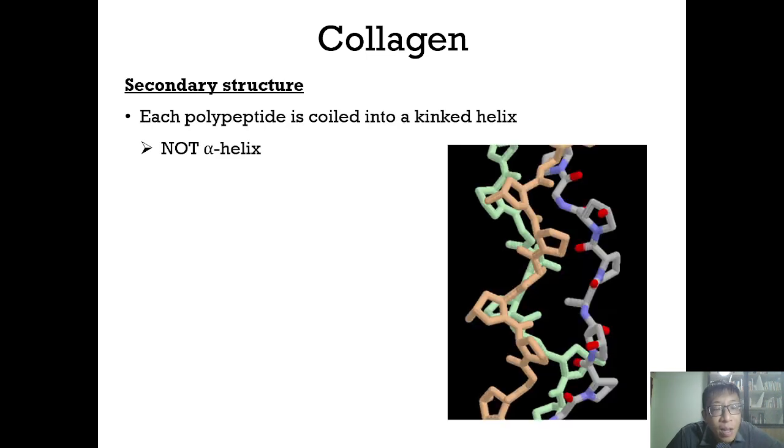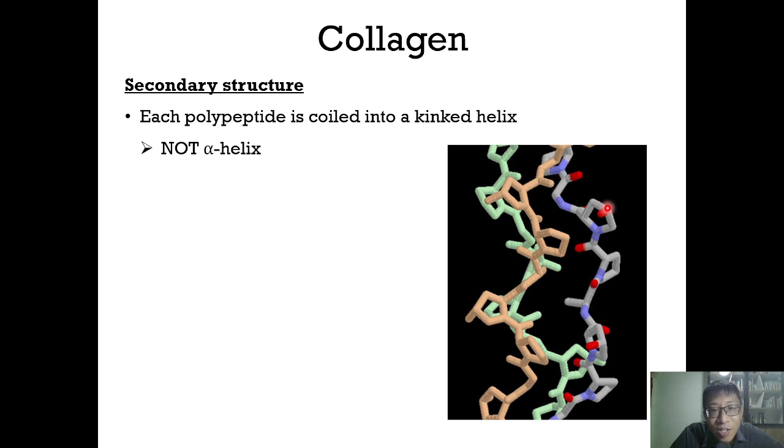Okay. Then we look at the secondary structure. Each of these polypeptides will be coiled into something called a kinked helix. So I show you a picture here, kinked because there are all these abrupt bends. So if I just bring up my laser pointer, look at this one. This would be one polypeptide, a second one which is in green, and then a yellowish beige one that will be the third one.